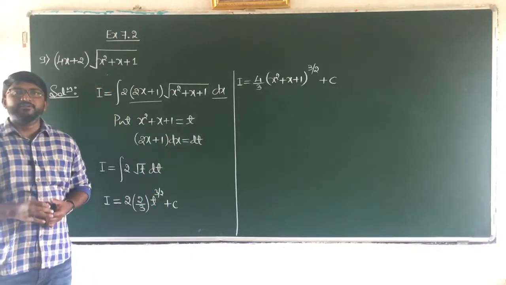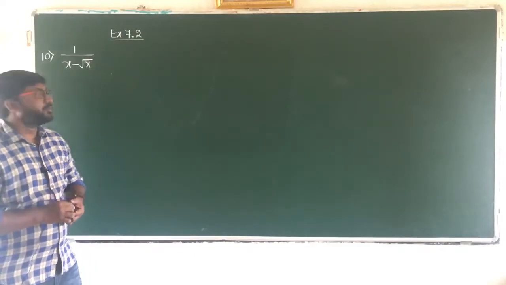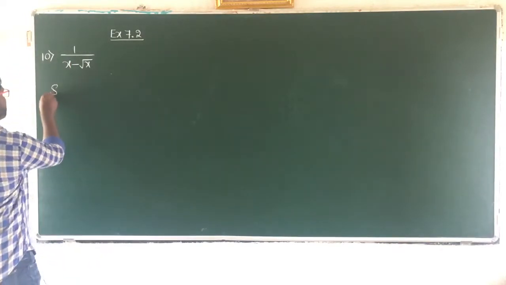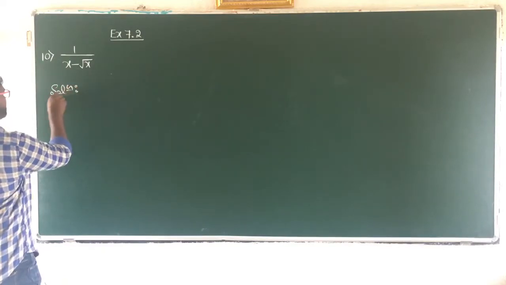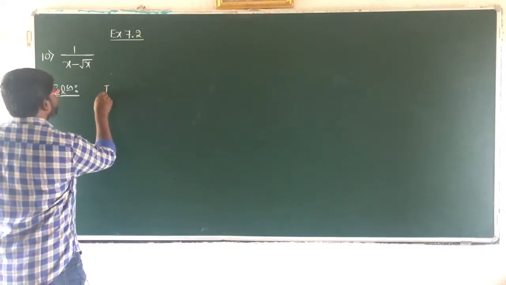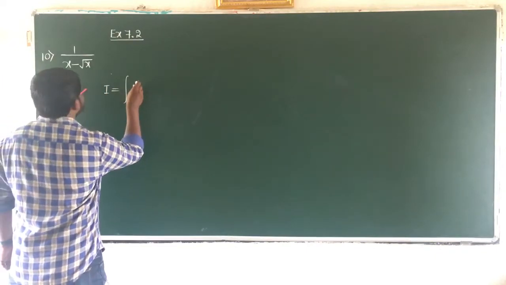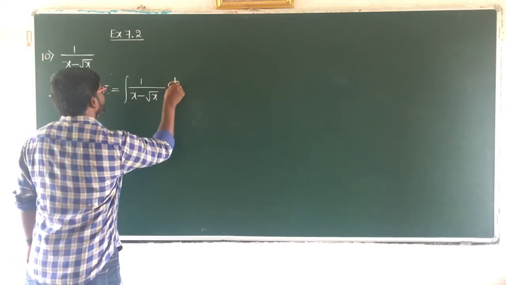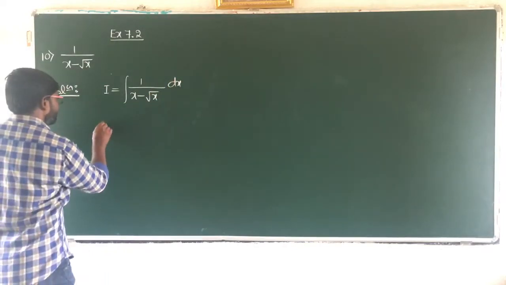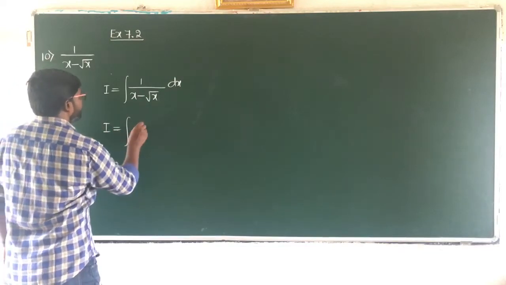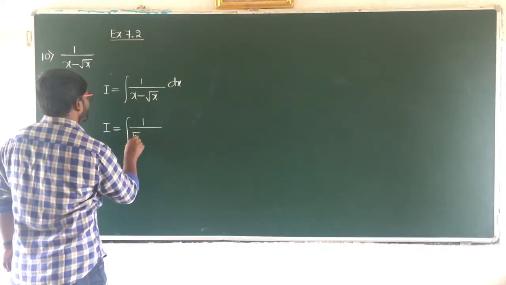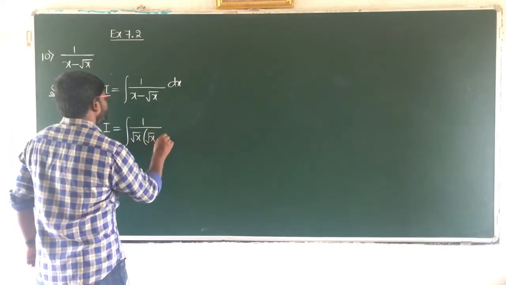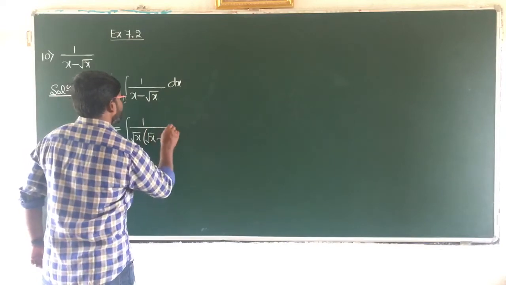So pause the video to note it down. Well, the next problem is 1 divided by x minus root x. Consider this as I, which is equal to the integral of 1 divided by x minus root x dx. So now I is equal to the integral of 1 divided by, I take root x common now in the denominator. So now here we get root x minus 1 dx.